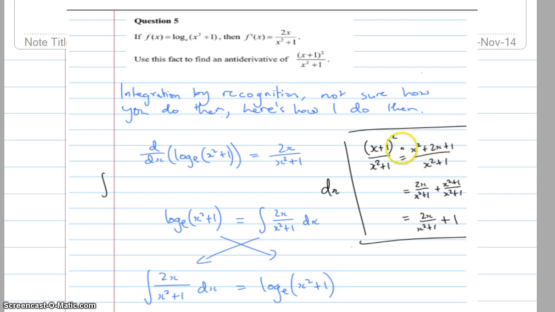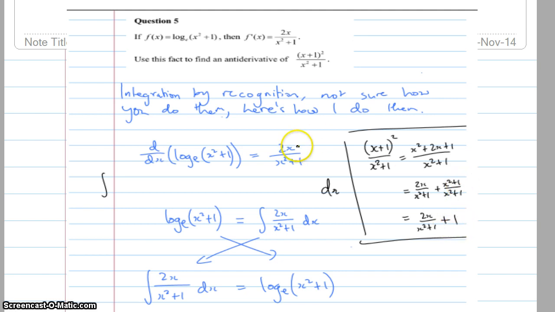That becomes, expanding the top, x squared plus 2x plus 1. Now what I'm going to do is take the 2x out the front and have 2x plus the rest of it, x squared plus 1, all over x squared plus 1. I break it down into two parts, and as you can see, 2x over x squared plus 1 is there, and then I've got plus x squared plus 1 over x squared plus 1. So that actually cancels down to be plus 1.